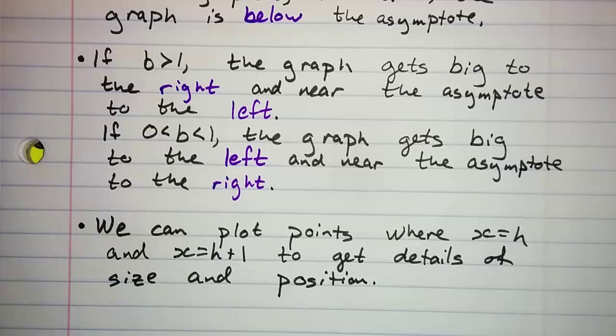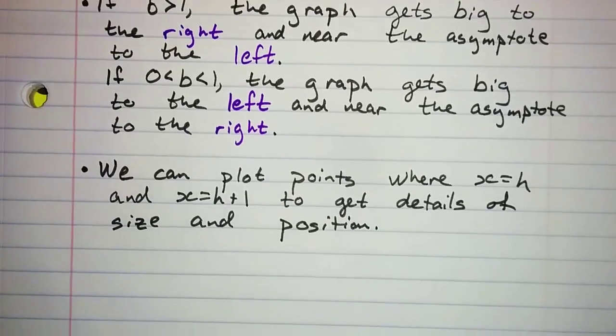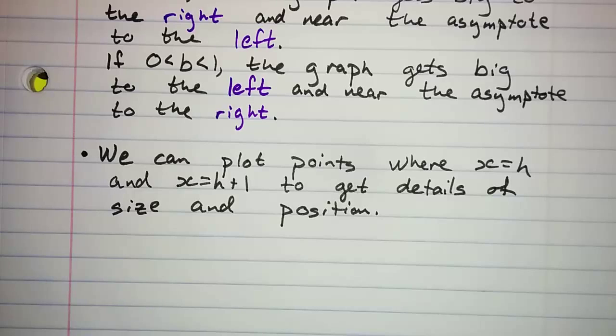And then if we want to graph more carefully, we can plot the points where x equals h and x equals h plus 1 to get more details of the size and position. But from a very general perspective, there are 4 possible pictures we could have.